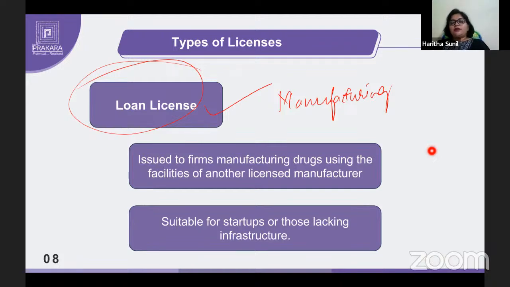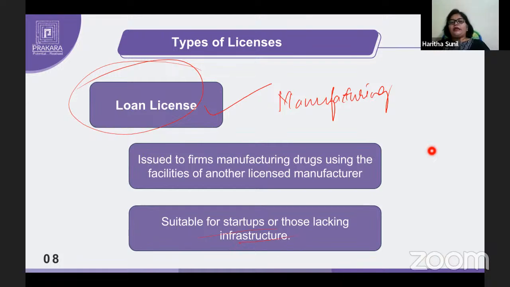Okay. So this particular loan license mainly enables companies, particularly startups or small scale industries, so that they can enter the pharmaceutical manufacturing industry without the heavy financial burden of setting up their own production facilities. So who all can benefit here? The startup people can benefit, research institutions can get benefited, as well as small scale businesses.